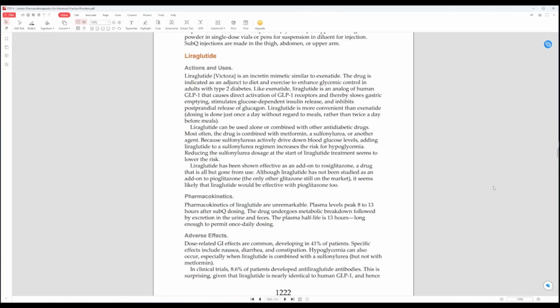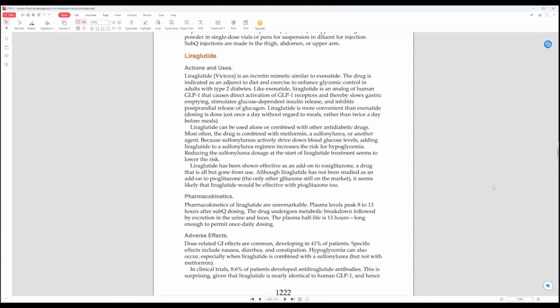Liraglutide. Liraglutide is an incretin mimetic similar to exenatide. This drug is indicated as an adjunct to diet and exercise to enhance glycemic control in adults with type 2 diabetes. Like exenatide, liraglutide is an analog of human GLP-1 that causes direct activation of GLP-1 receptors and thereby slows gastric emptying, stimulates glucose-dependent insulin release, and inhibits postprandial release of glucagon.